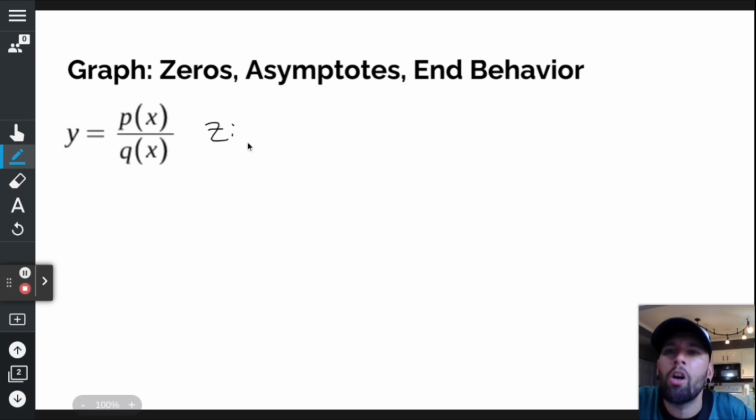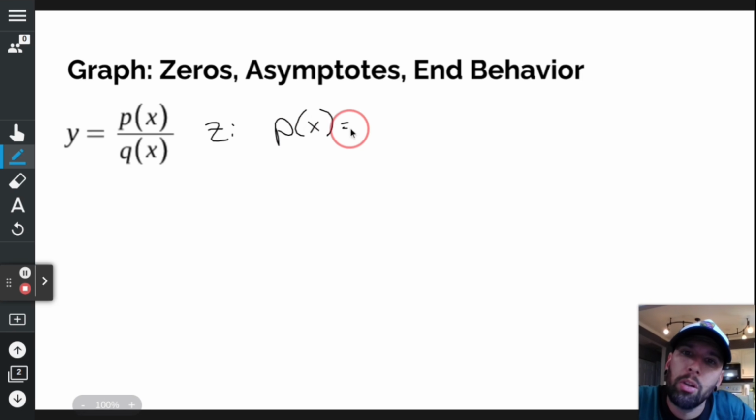First things first, let's talk about zeros. Now, a zero is found whenever you take your f of x or your y, and every single thing that we look at is going to be from the point of view that the denominator is q of x and the numerator is p of x. So if I'm finding the zeros, you're pretending the y is 0. And the way you find the zeros is you set the denominator aside, who cares, and set the numerator equal to 0.